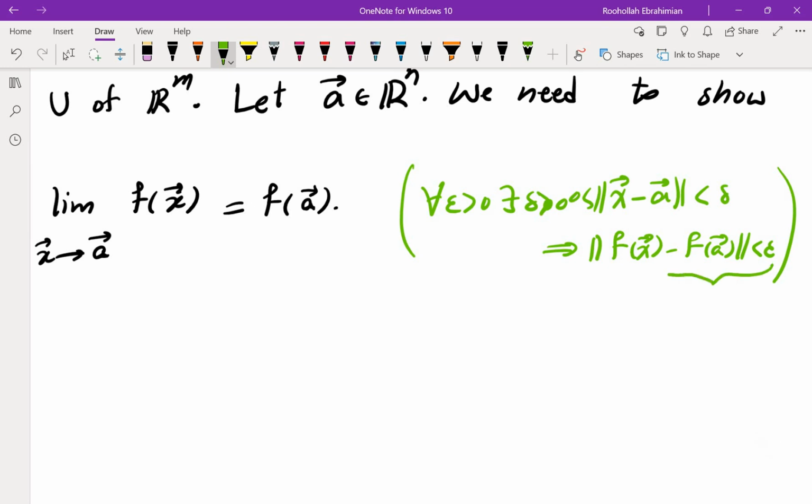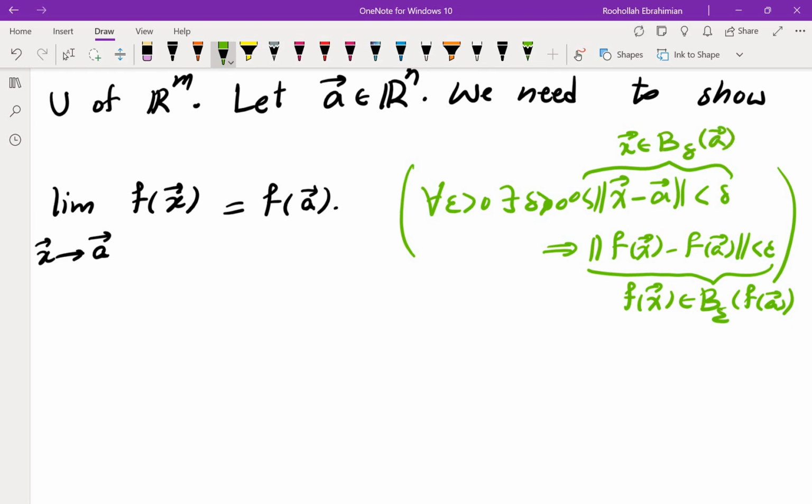Now if you think about this one, this is just the same thing as saying f of x is in the ball of radius epsilon centered at f of A. And this one is the same as saying x is in the ball of radius delta centered at A. Now this ball is an open set, so we can take the inverse image of that to get the values of x, because f of x being in some set means x is in the inverse image of that set.